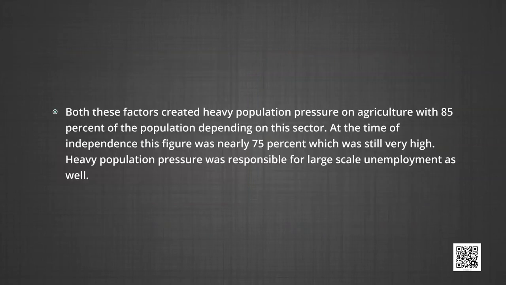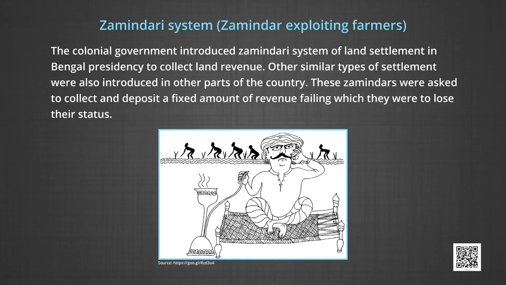Three, both these factors created heavy population pressure on agriculture, with 85% of the population depending on this sector. At the time of independence, this figure was nearly 75%, which was still very high. Heavy population pressure was responsible for large-scale unemployment as well as underemployment. Four, the colonial government introduced Zamindari system of land settlement in Bengal Presidency to collect land revenue. Other similar types of settlement were also introduced in other parts of the country.